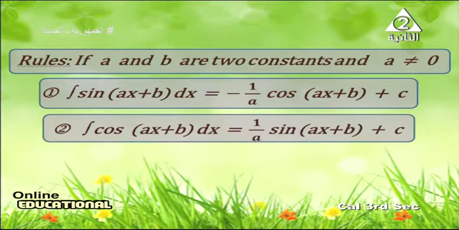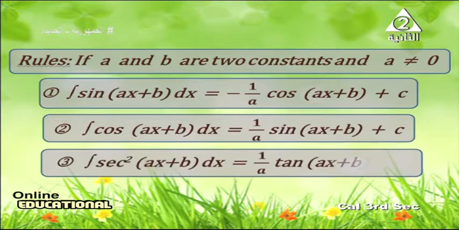Number 2, the integration of cosine ax plus b dx equals 1 over a multiplied by sine ax plus b plus c. Number 3, the integration of sec power 2 ax plus b dx equals 1 over a tan ax plus b plus the constant c.